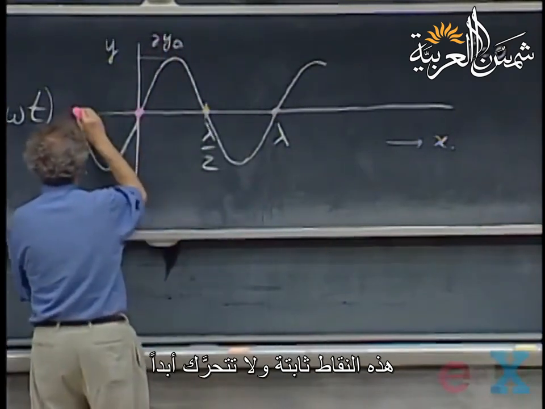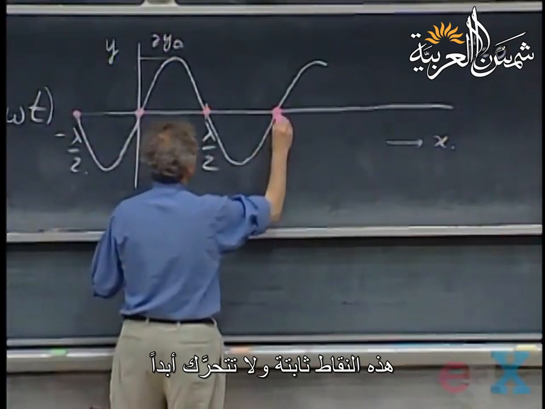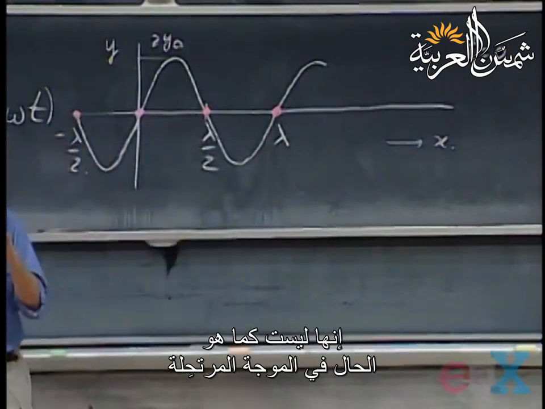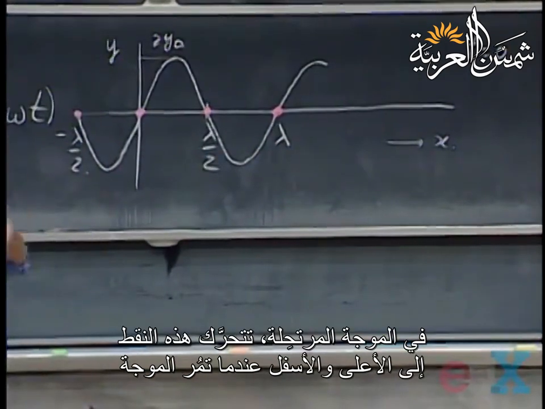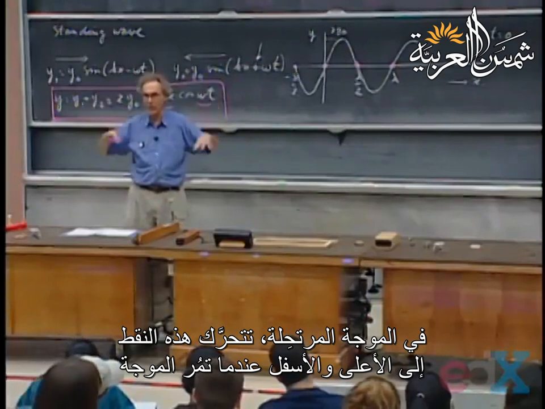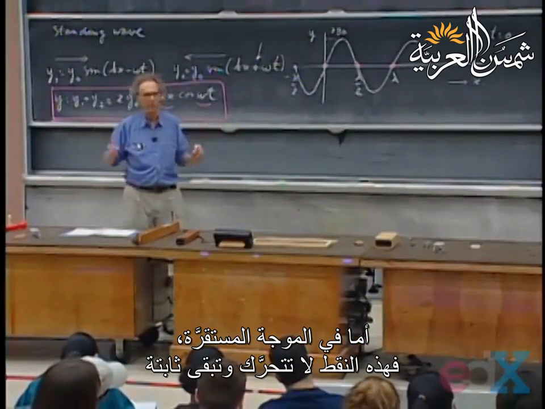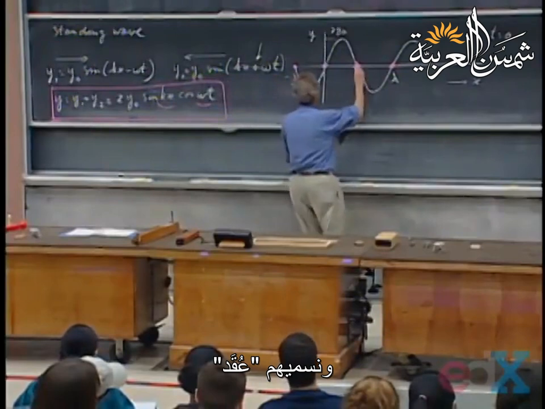These points will never move. They will always stand still. There's nothing like a traveling wave. If it's a traveling wave, these points will see the wave go by. They will go up and down. They never do that. They sit still. They have a name. We call them nodes.